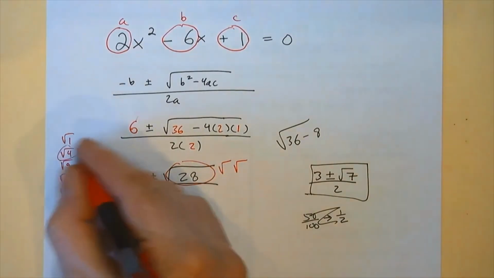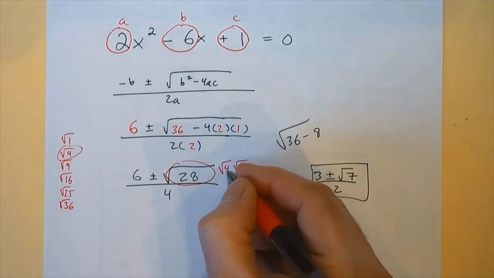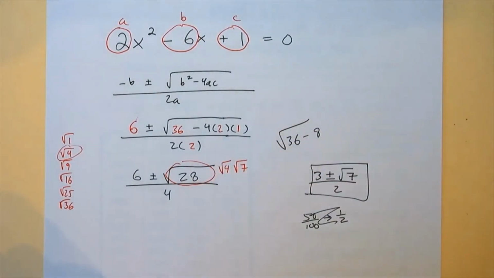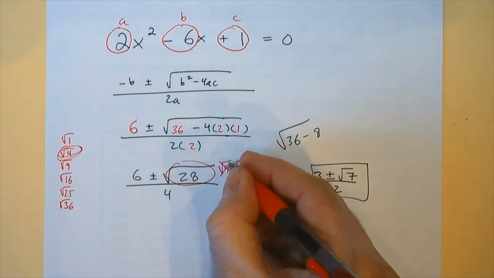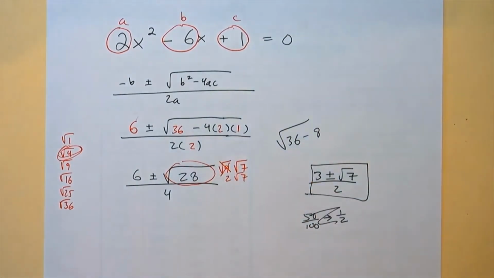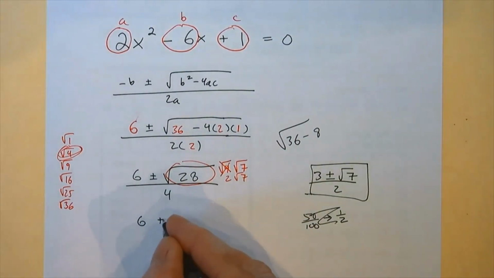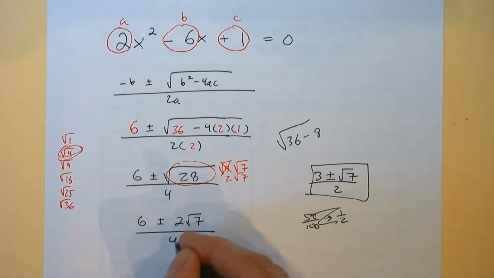But 28, isn't that 4 times 7? This is the radicals we learned. Square root of 4 times square root of 7 is the square root of 28. I put this one first because it's right here. What is the square root of 4? You're like, 2. 2 times the square root of 7. So now you've got to rewrite this. 6 plus or minus 2 times the square root of 7, all over 4.